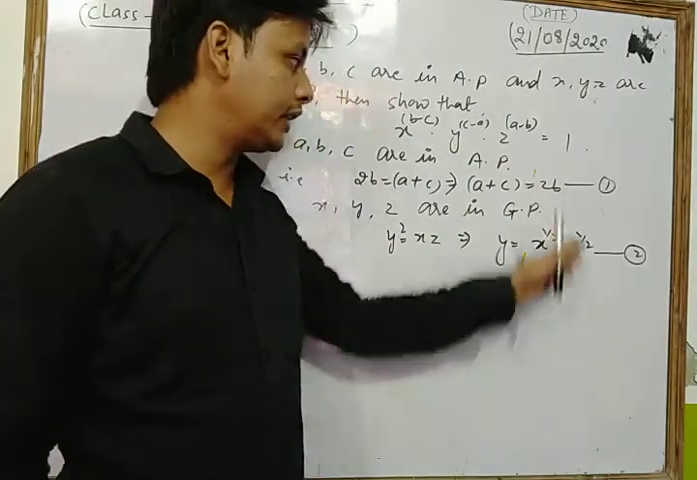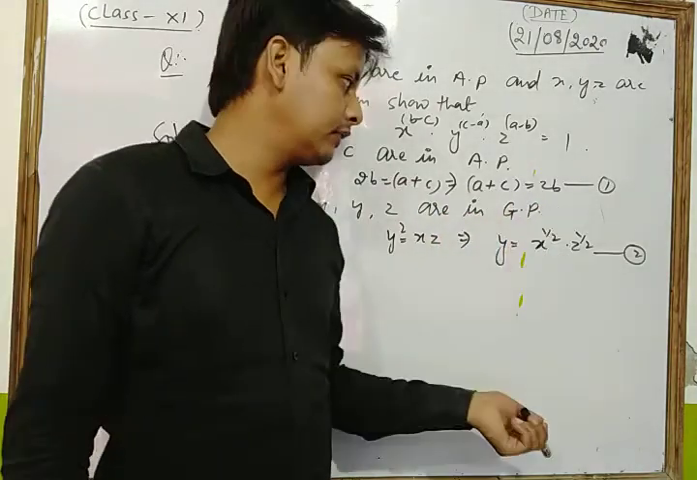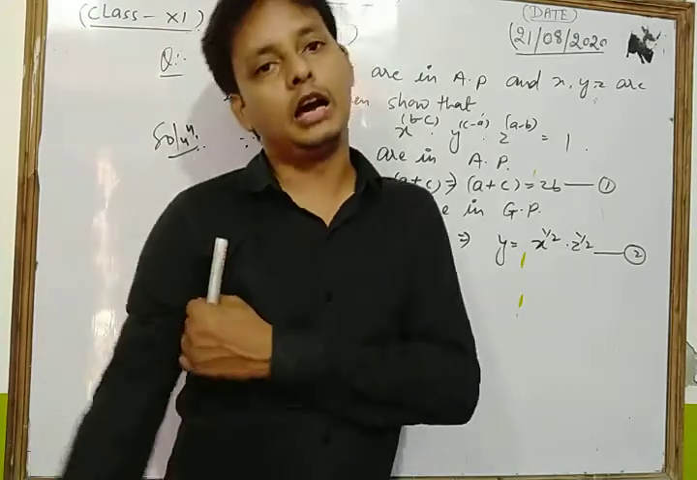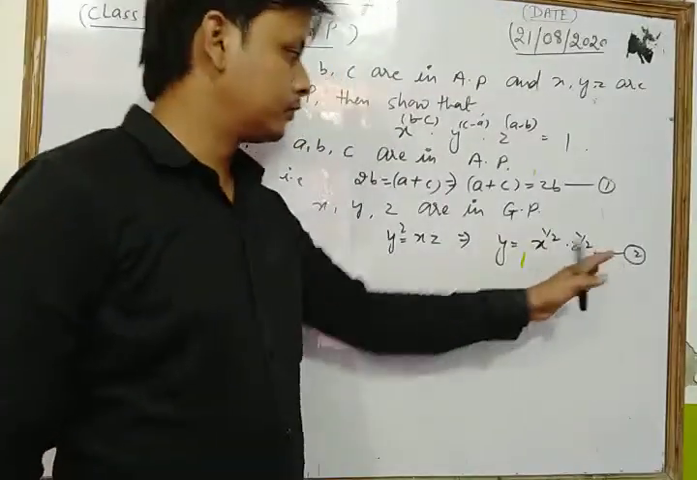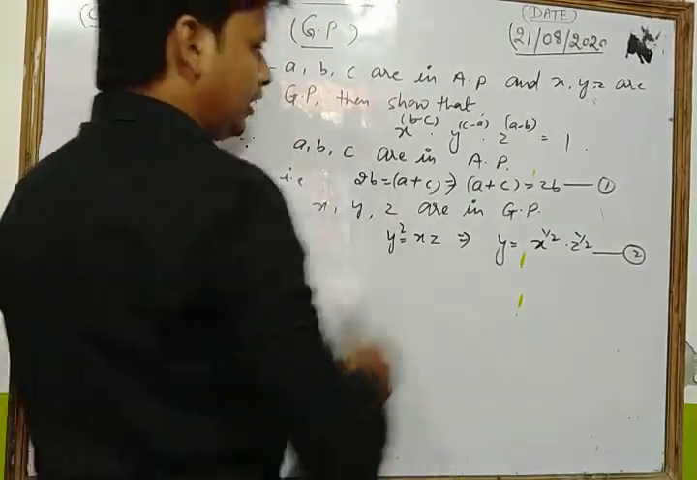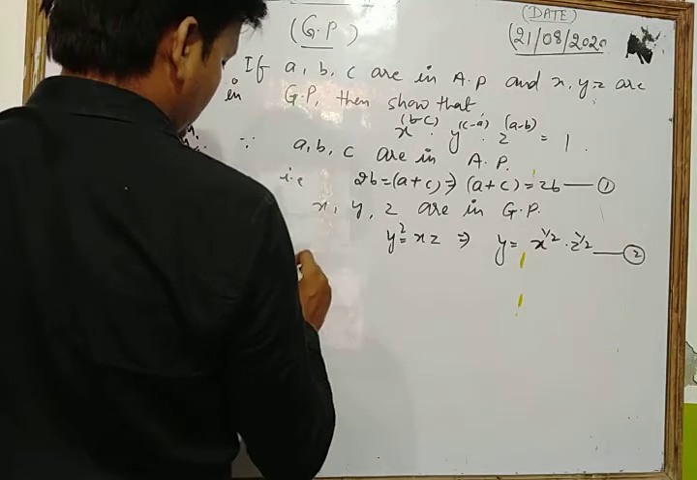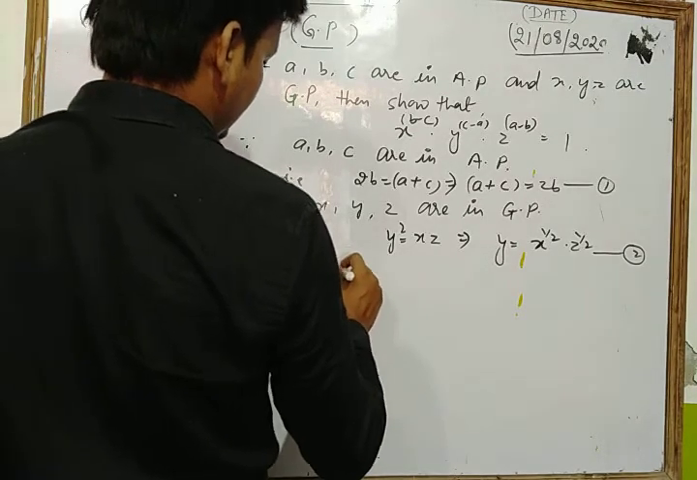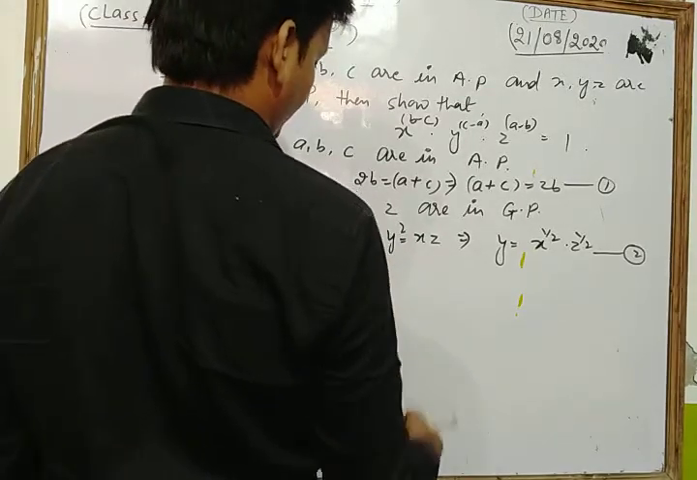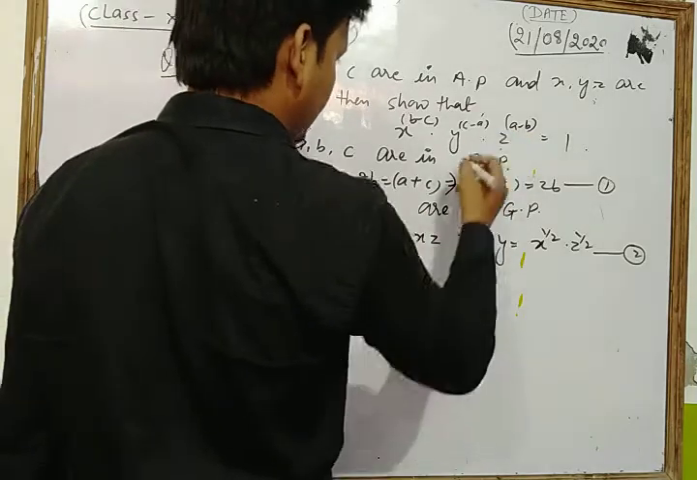So here, dear student, we have two relations. First one is a plus c is equal to 2b. Second one is y is equal to x to the power half into z to the power half. Now, what we do? Dear students, we take the left hand side of the given question.